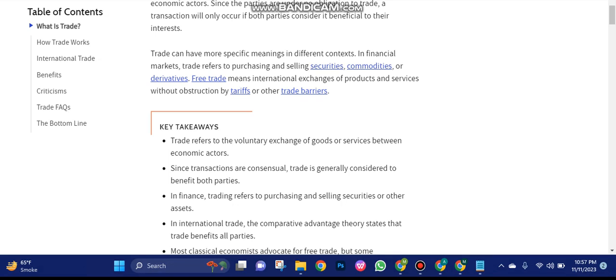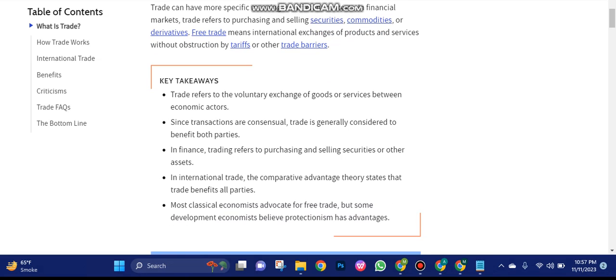Key takeaways: trade refers to the voluntary exchange of goods or services between economic actors. Since transactions are consensual, trade is generally considered to benefit both parties. In finance, trading refers to purchasing and selling securities or other assets. In international trade, the comparative advantage theory states that trade benefits all parties.